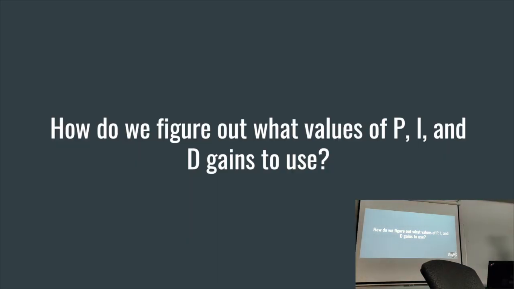PID gains, right? We have 6 different controllers. Each of these controllers, if we want to work with a PID system, takes 3 numbers that we need to input into our control system. So in total, we need to come up with like 18 magical numbers that allow us to control the aircraft perfectly. How do we do that?